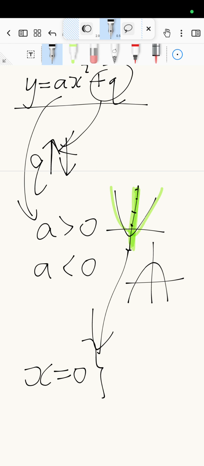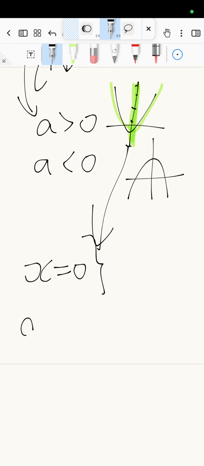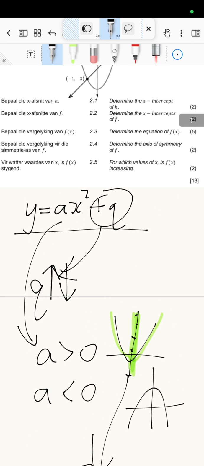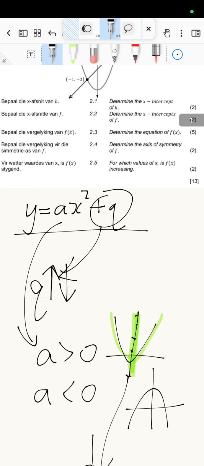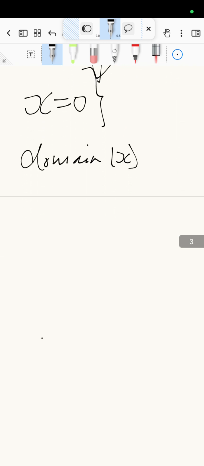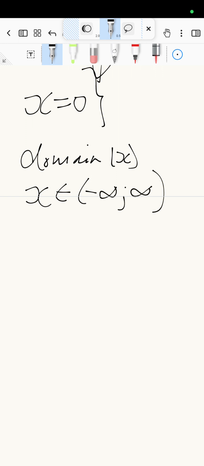Let's talk about domain. Domain again, x values. Right, domain is referring to x values, and the same with our parabola. The domain, well, the same with our straight line rather. The domain is always going to be x is an element of negative infinity to positive infinity. The range is going to be slightly different, right? So the range is dependent on your a value.